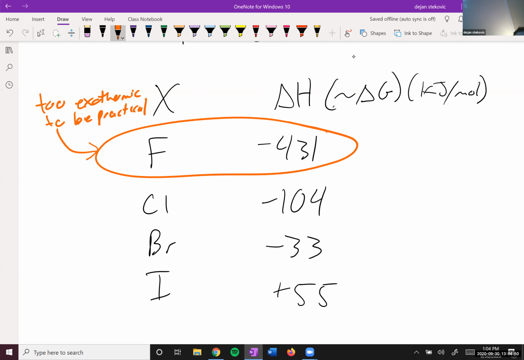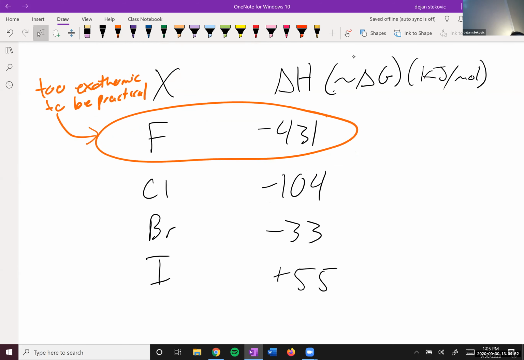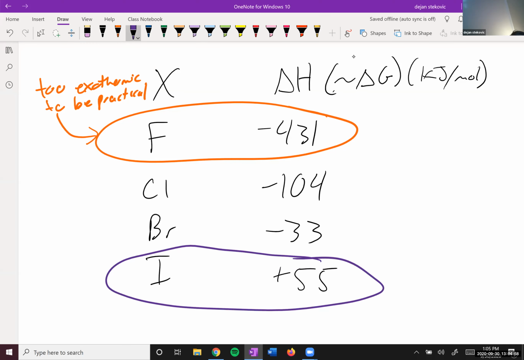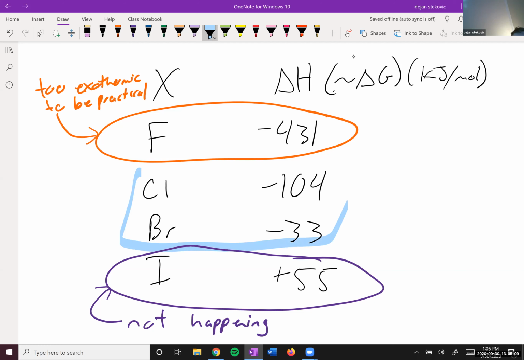If you start this reaction off, you're just going to produce so much heat, you're essentially just going to instantly make an explosion. And so we're not going to do these reactions with fluorine because it's dangerous. And then iodine, we can see that one's positive, and so this one's not even going to happen. And so we're mainly going to stick with chlorine and bromine.